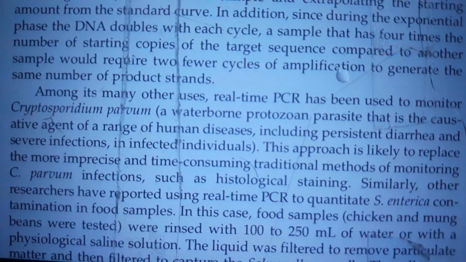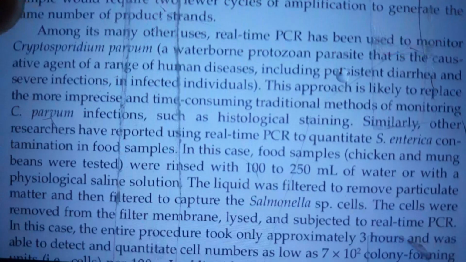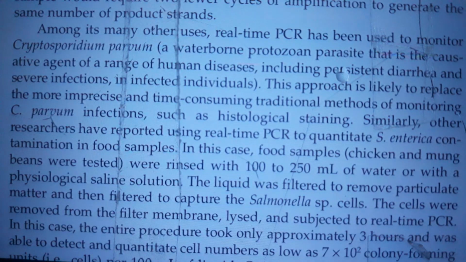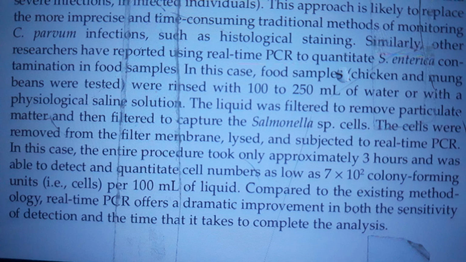Among its many other uses, real-time PCR has been used to monitor Cryptosporidium parvum, a waterborne protozoan parasite that is a causative agent of a range of human diseases, including persistent diarrhea and severe infections in infected individuals. This approach is likely to replace the more imprecise and time-consuming traditional methods of monitoring C. parvum infections, such as histological staining.